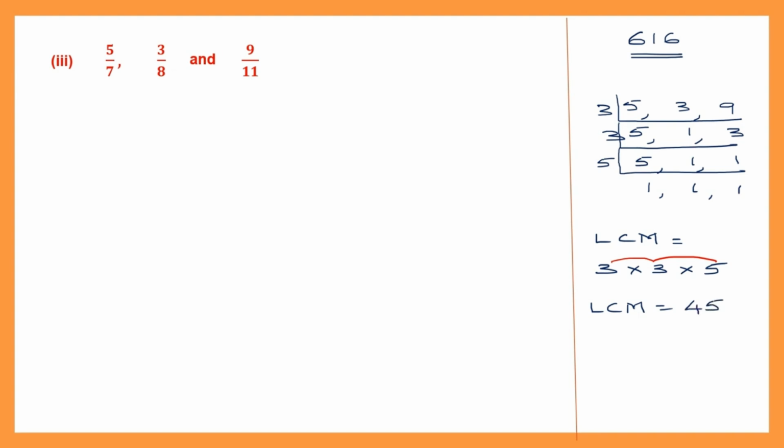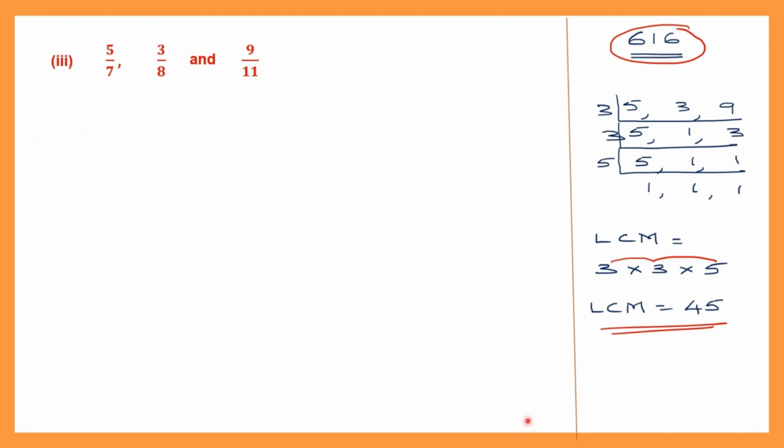Can you see that this is a much smaller number when compared to 616, which is a big number? So in case you find that it's difficult to work out with an LCM like that, 616, then look out for the LCM of the numerators and see whether it's a smaller number. In this case, it's a smaller number. So let's work with LCM as 45.